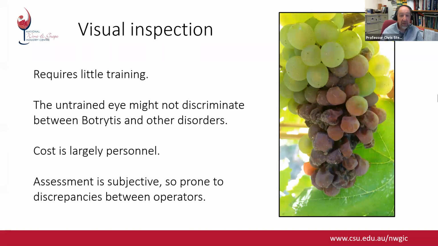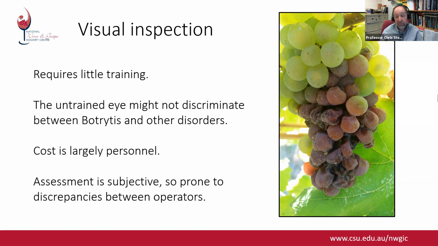So we'll start with visual inspection. This is probably what most people do. You want to know if you've got Botrytis in the vineyard. You walk through the vineyard, you walk down the rows and you eyeball the bunches and randomly select some and say, is there Botrytis there or not? So it requires a little training. The issue is that it's a subjective method.